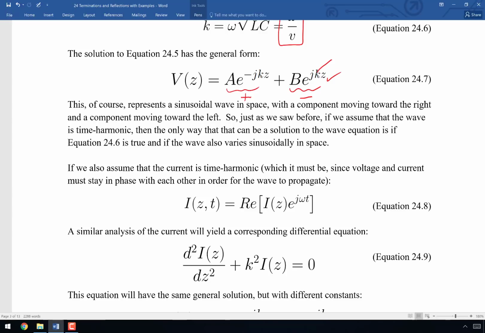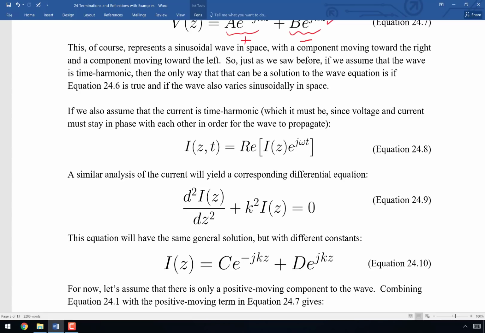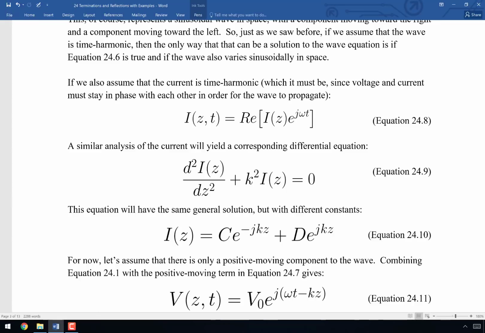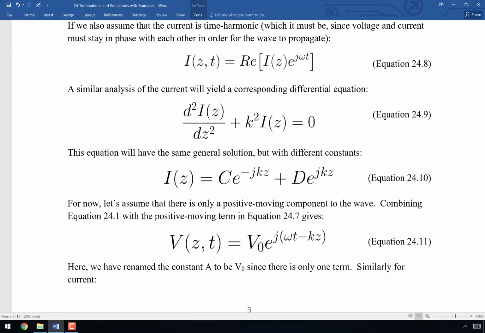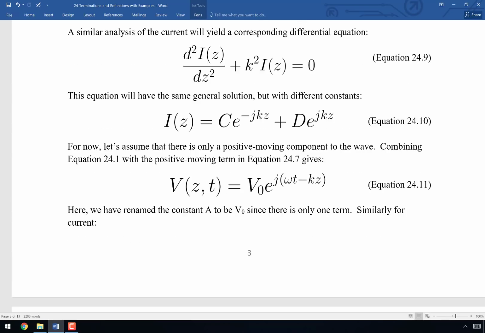If you did the exact same derivation, you would yield a corresponding differential equation, and you would end up with constants, which here I just named with different letters: c e to the minus jkz and d e to the positive jkz. So the same derivation would find the same form for I as we did for V, but certainly with different constants.